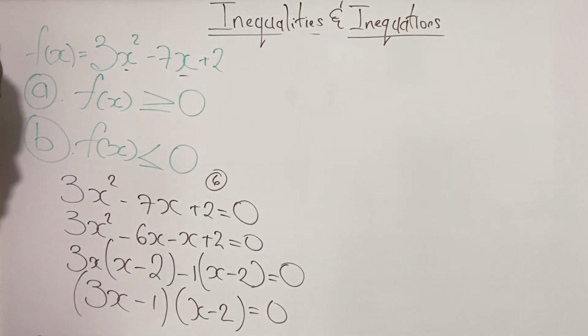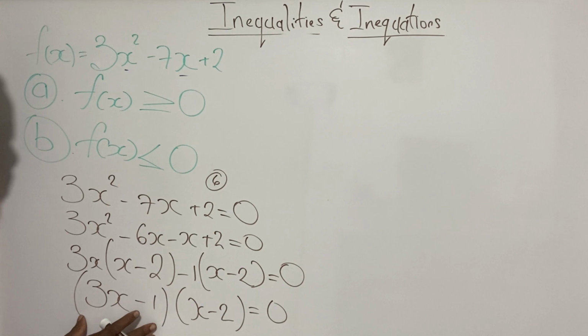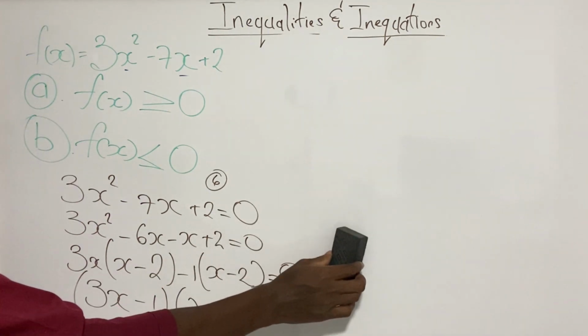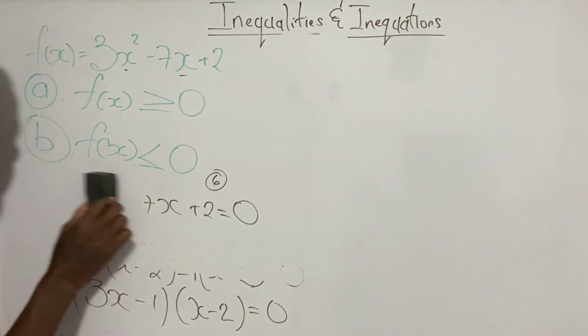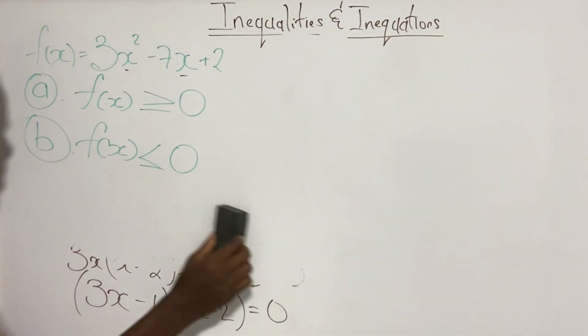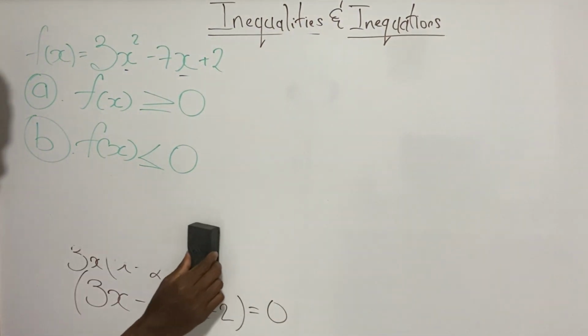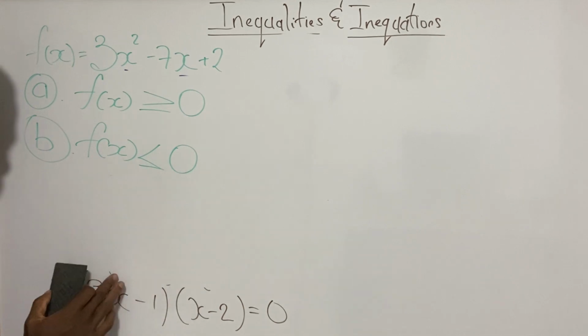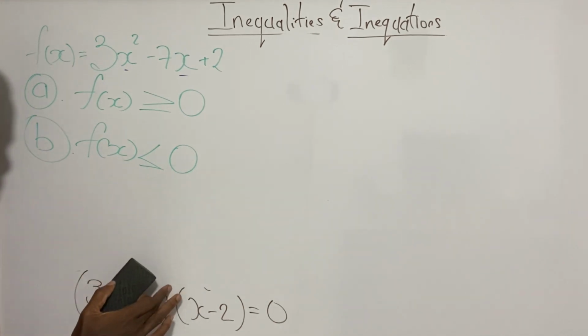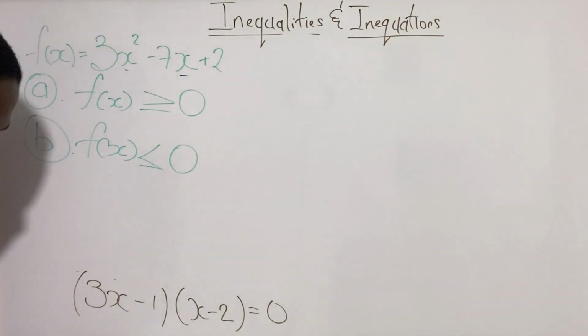Now if you remember, your zero property rule is that if two numbers multiply together to give me 0, either one of them is equal to 0 or both of them are equal to 0. With that being said, it simply means that we could rewrite that, and we're going to have both of them set to 0.